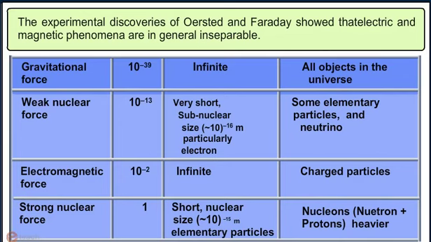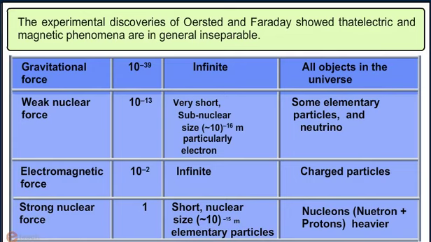Here we have a tabular comparison of different forces. In the first column, we have name of the force. In the second column, we have its relative strength with respect to strong nuclear force. In the third column, we have its range, and in the fourth column, we have the area where it operates. So the first one is gravitational force. Its relative strength is of the order 10 raised to the power minus 39. Its range is infinite, and it operates on all objects in the universe.